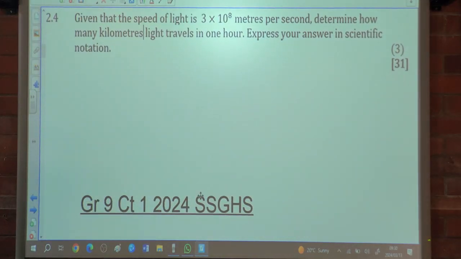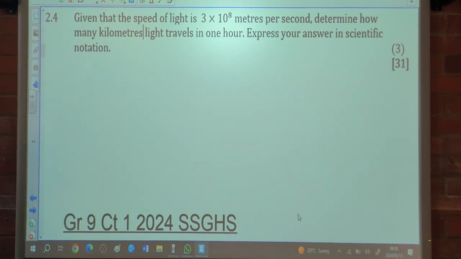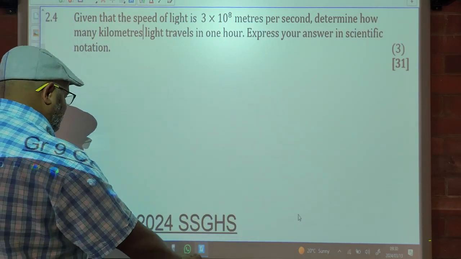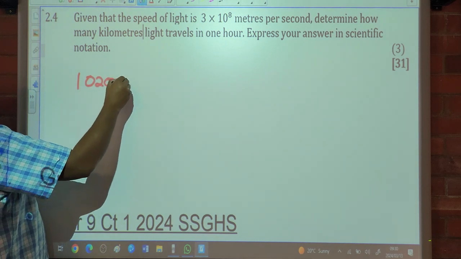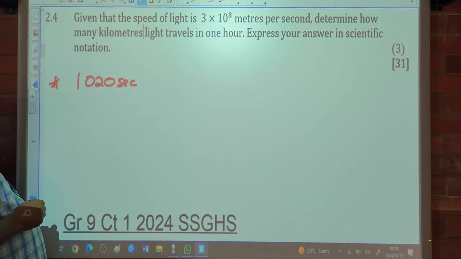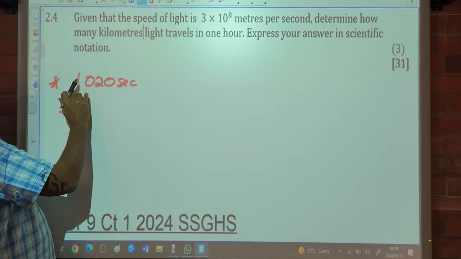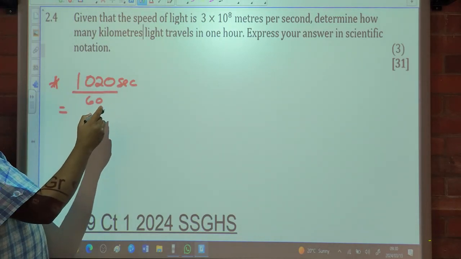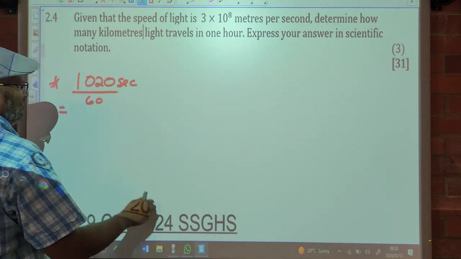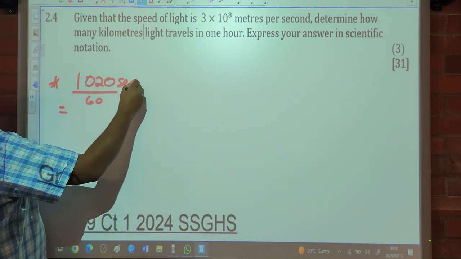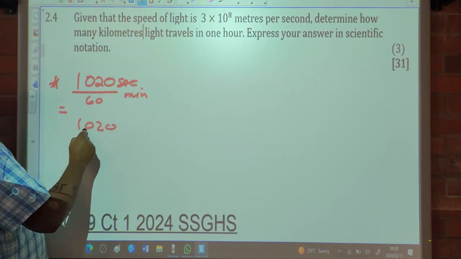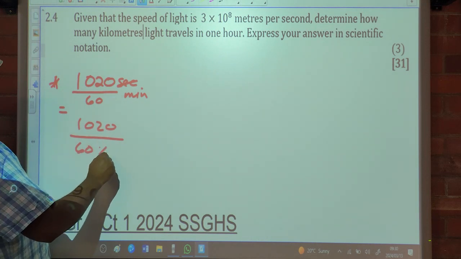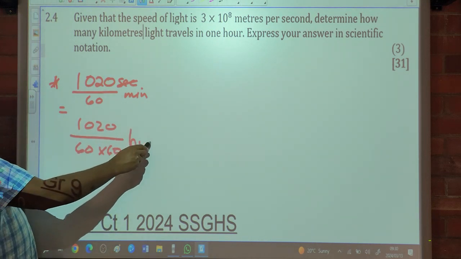Given that the speed of light is 3 times 10 to the 8 meters per second. That is seconds, no? Before we go anywhere, if you've got 1020 seconds, convert this to an hour. What do we do? We divide this firstly by 60 to get the minutes, not so. And then, once we have this in minutes, we take the answer again, and whatever this answer is, you divide it again by 60. Then we'll get the time in hours.